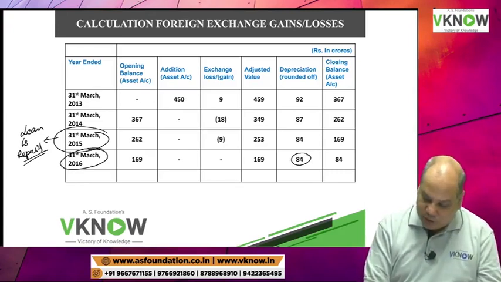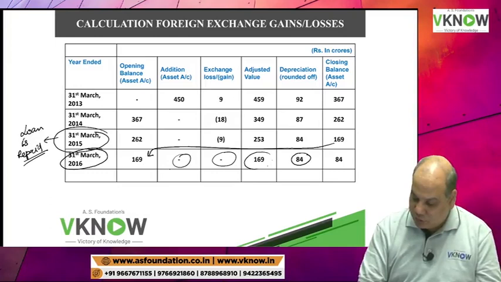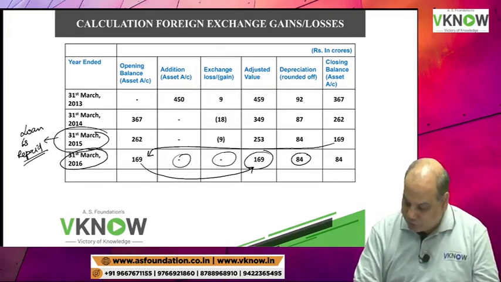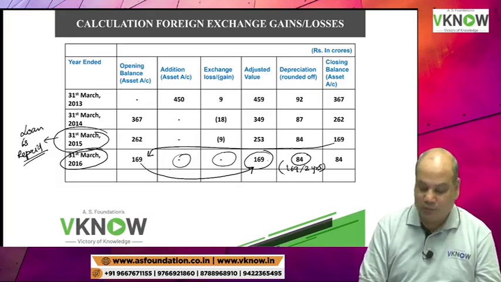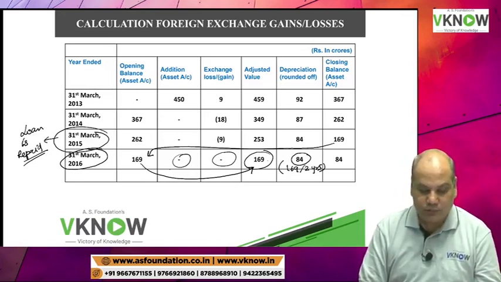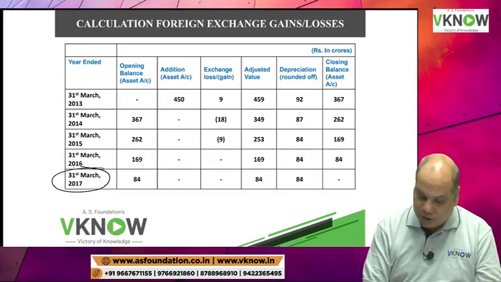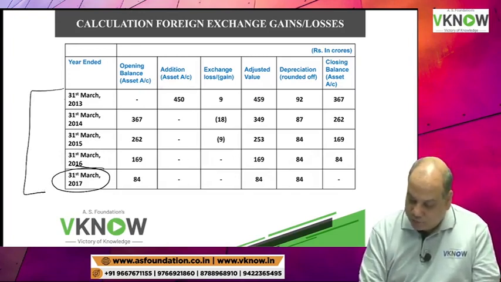So write down 31st March 16. This is my opening balance. No adjustment, same figure here. And 169 divided by 2 years remaining is 84.5, round off, or you can write 84.5. The balance also 84.5. And last year also just repeat. The asset life is 5 years, so we have taken 5 years. The loan life is 3 years.